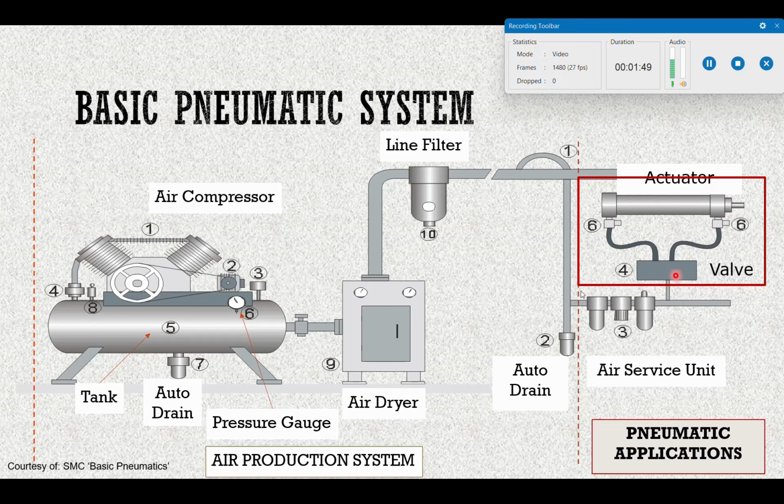So this is actually close to the actual actuators. Remember I've told you before that the air service unit sits close to the actuators. Different actuators might share one air service unit, but all those actuators that share the same air service unit should require the same amount of pressure.